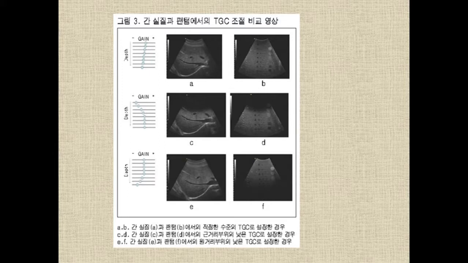In these images, altering the time gain compensation sliders shows you the differing effects of different slider settings on the quality of the picture, where you're trying to achieve a uniform quality picture in the area of interest.